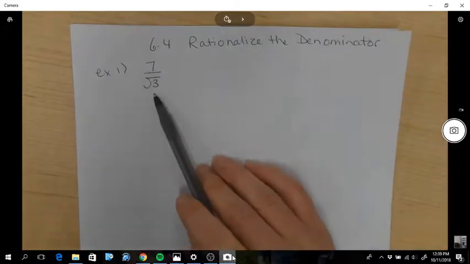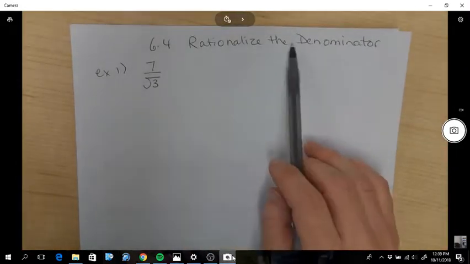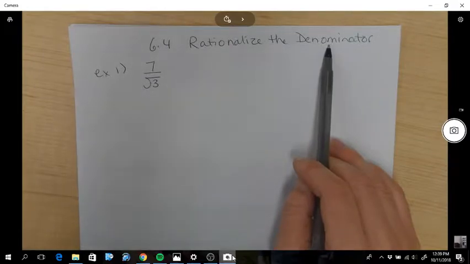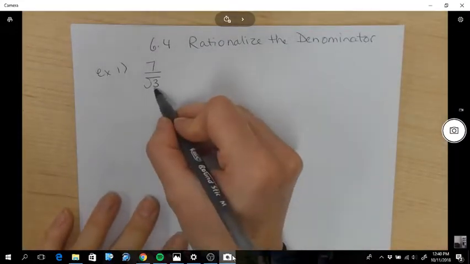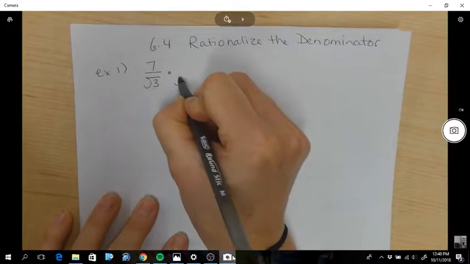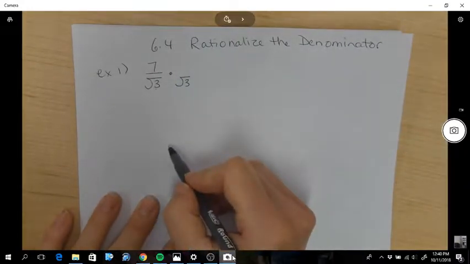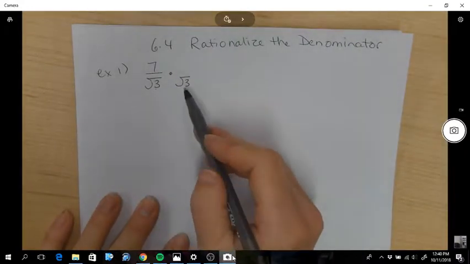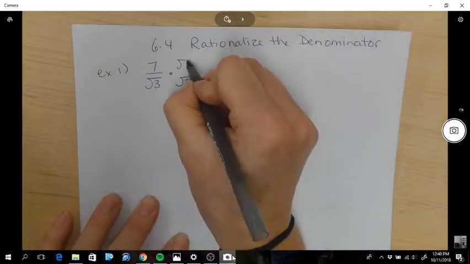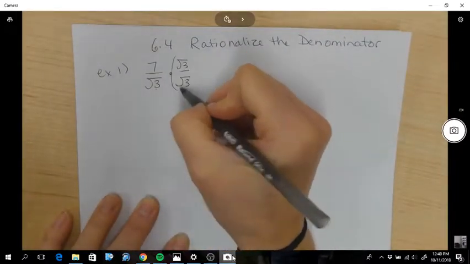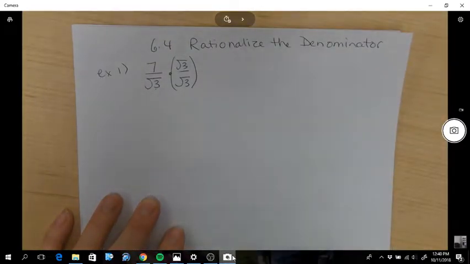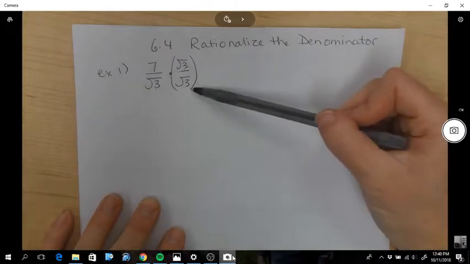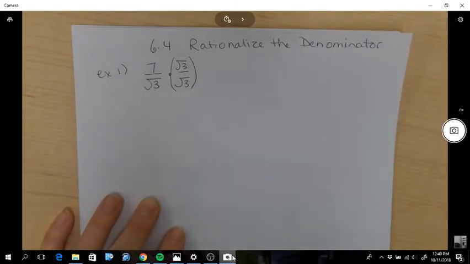Okay, so 7 over root 3. So rationalizing the denominator means we do not want a square root to end up on the bottom of a fraction. Okay, so how am I going to get rid of this? I'm going to multiply it by a root 3. But if I multiply the bottom by root 3, I also have to multiply the top by root 3 because this is multiplying by 1. So can you understand that multiplying by 1 is not changing any value, it's just changing how it looks.